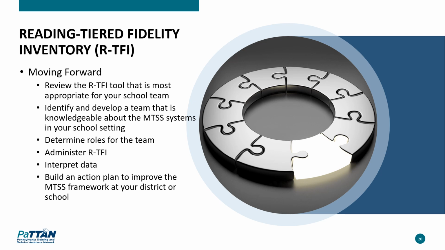As a school leadership team, administer or complete the Reading-Tiered Fidelity Inventory tool. Interpret the data by looking at that total score, then digging deeper into specific areas of strength and need. Based on that data interpretation, build an action plan with goals and deliverables to improve the MTSS framework at your district or school level.